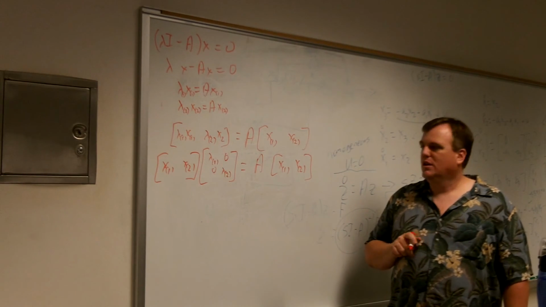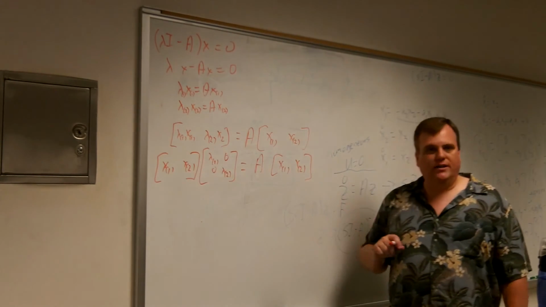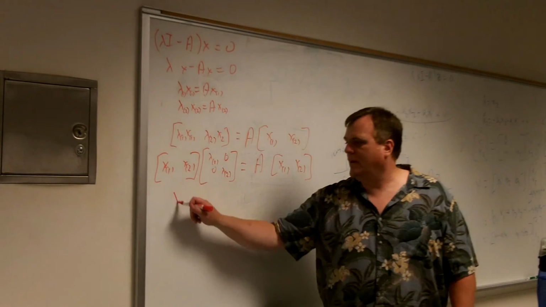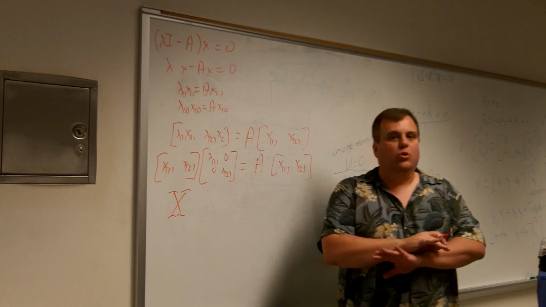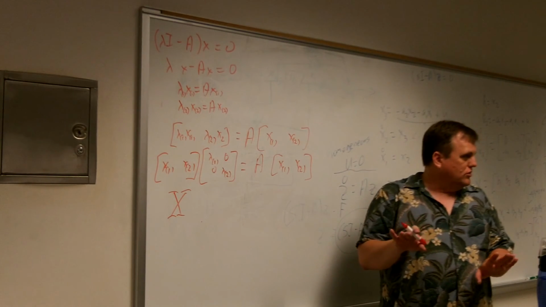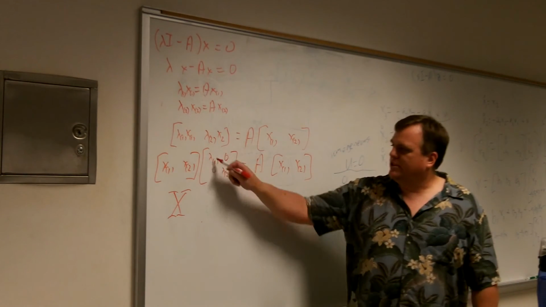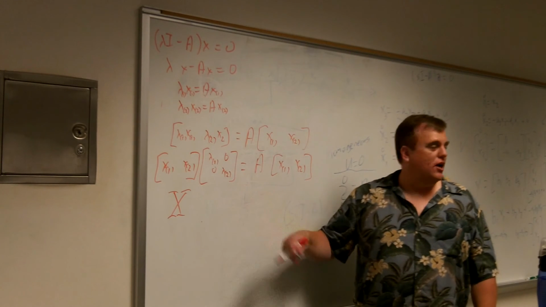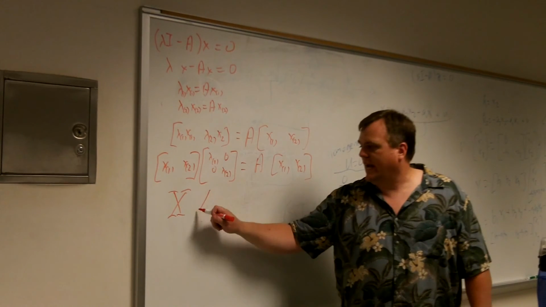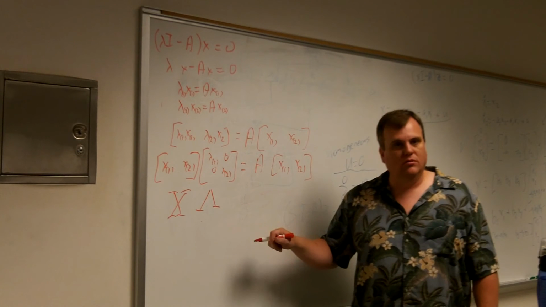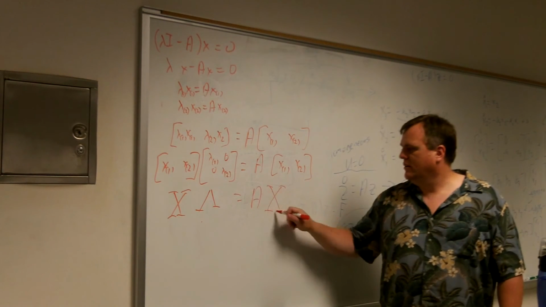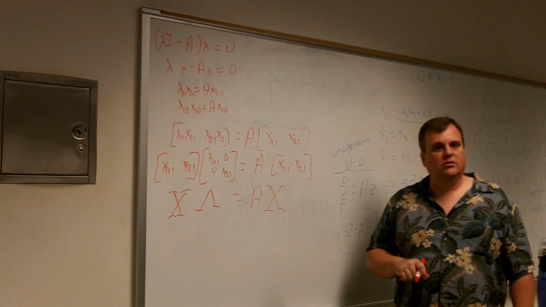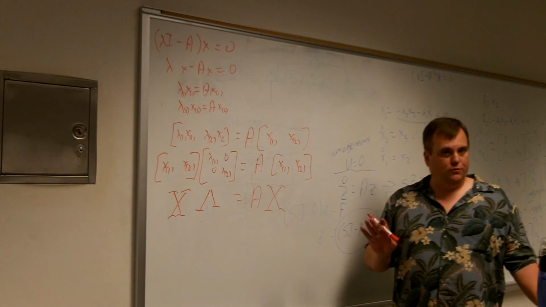Fair? But now I've got this on both sides. Let me give it a new name, capital X. It's the matrix of all eigenvectors. I call this a diagonal matrix of the eigenvalues. I'm going to call that capital lambda. Equals A capital X. So far, so good?